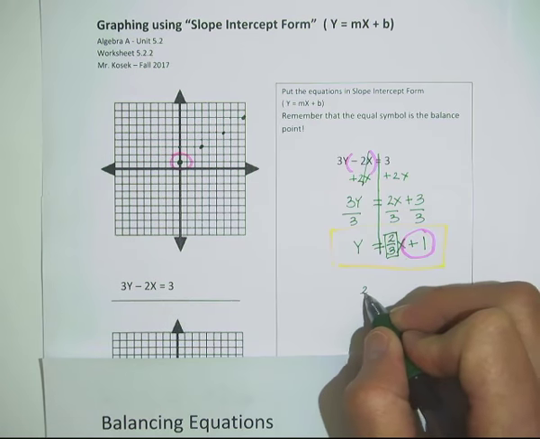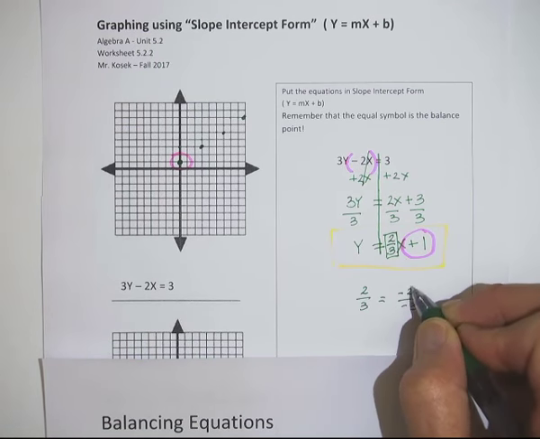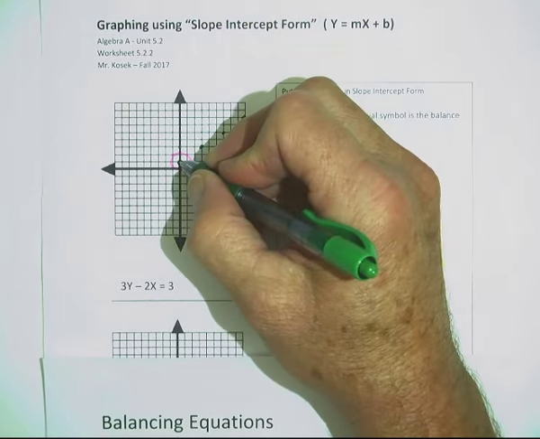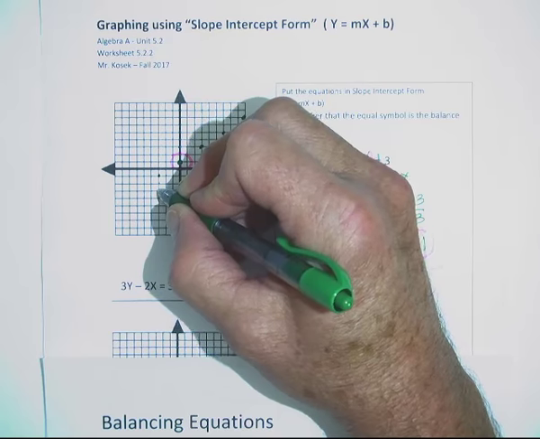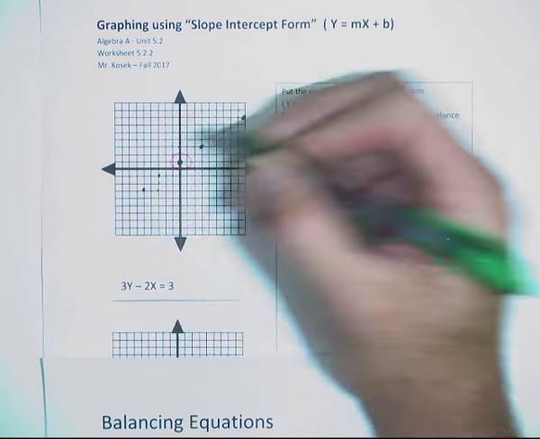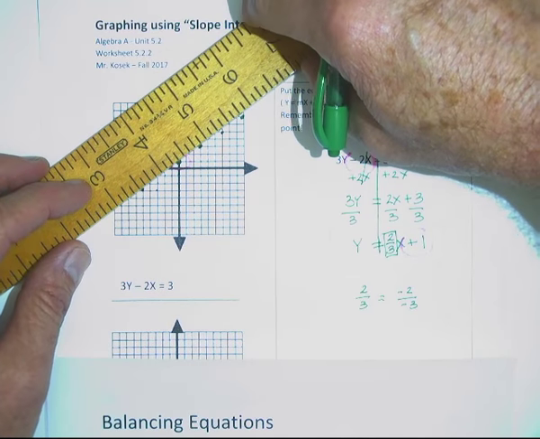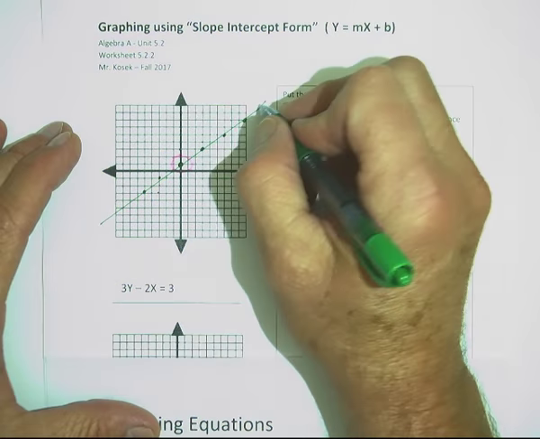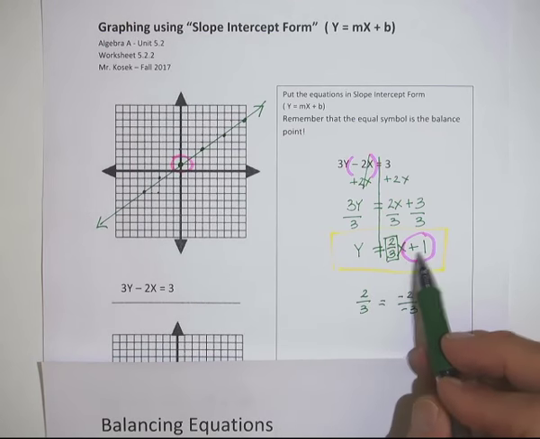And once again, 2 over 3 is equal to -2 over -3. So we can drop down 2 and we can go left 3. So we're going to go down -2 and left -3. So now we have enough points to be able to plot our line. And we have the line that represents the equation 3y minus 2x equals 3, or in slope-intercept form, y equals 2/3 x plus 1.